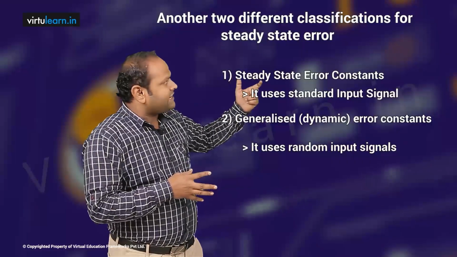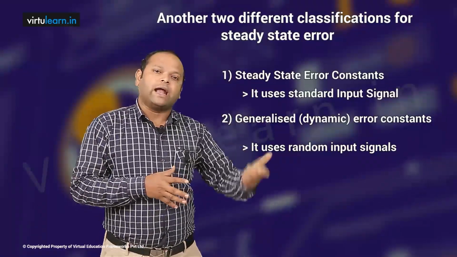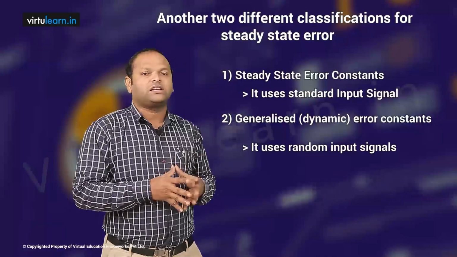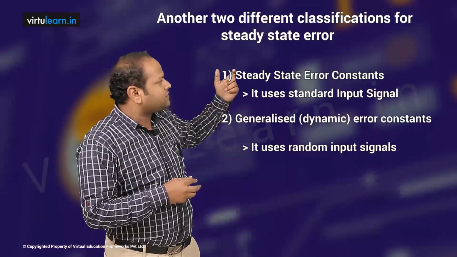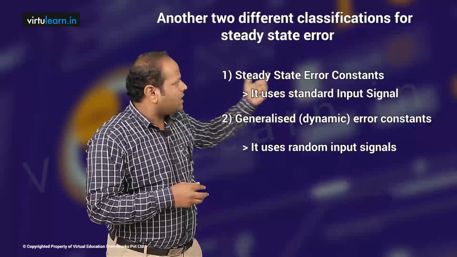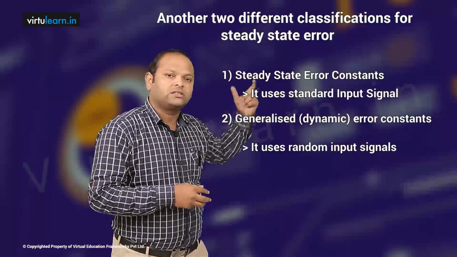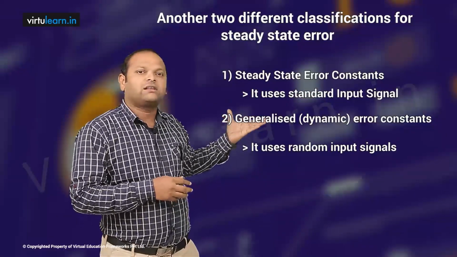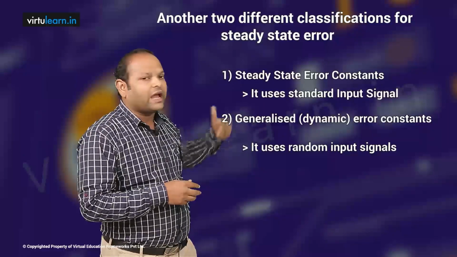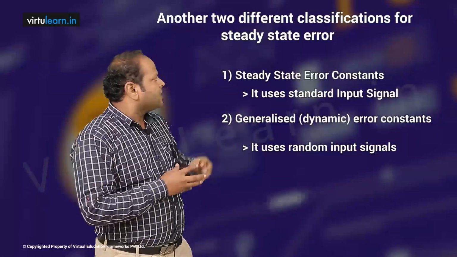So steady state, or we use the term static. Static or steady state, both are the same. Therefore, steady state error constants or static error constants are the same. Similarly, the generalized error constant method is also called dynamic error constants. Let us take the first one, steady state error constants.